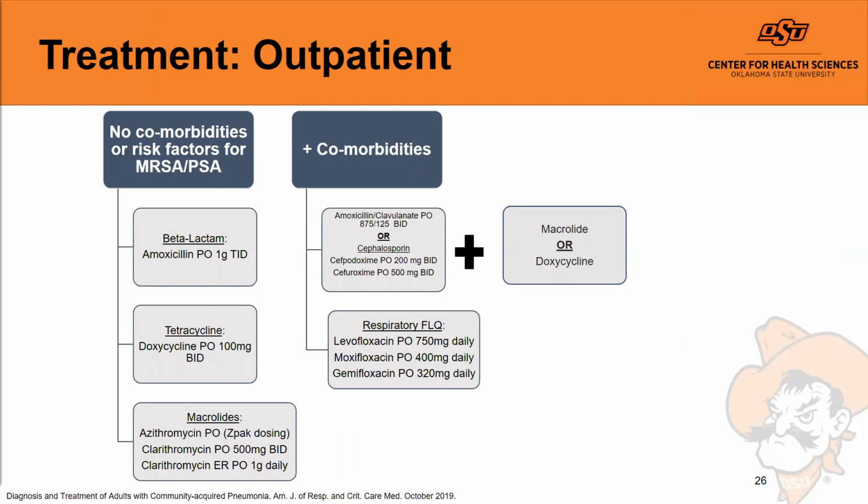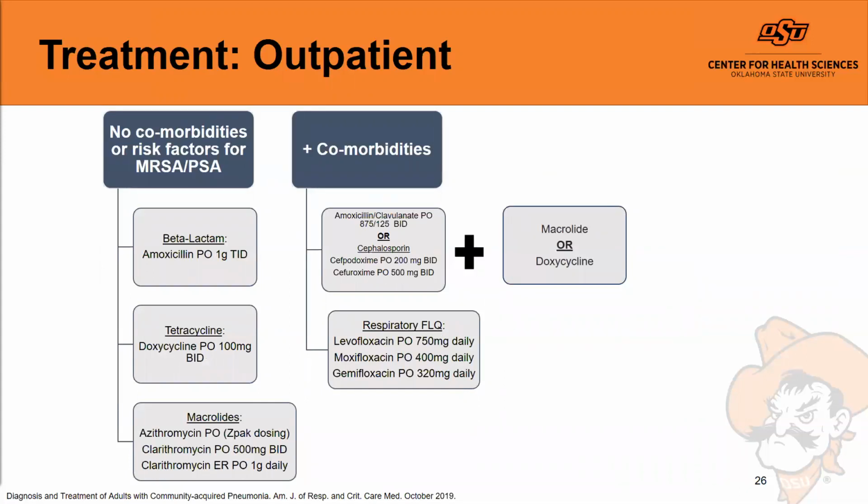So for outpatient treatment, we need to look at patients with or without comorbidities. If a patient has no comorbidities, which includes no risk factors for Pseudomonas, then in that case we can use a single agent. If patients have chronic heart, lung, liver, renal disease, diabetes, alcoholism, malignancy, or asplenia, then we do need to treat with comorbidities and add that second agent.